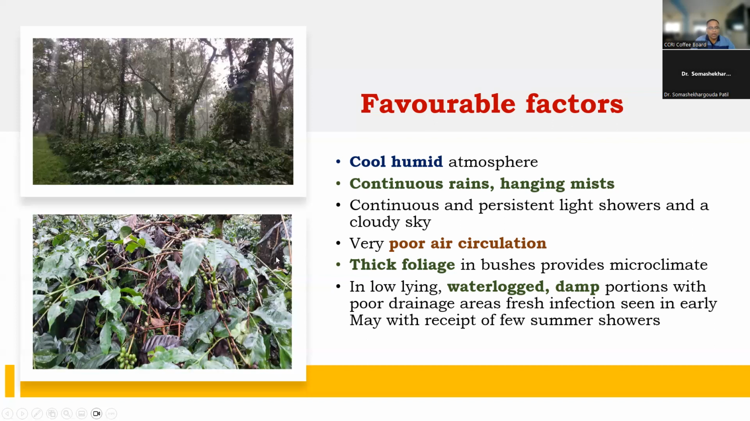And in low-lying areas or water-logged damp areas, if there is poor drainage, and even if we receive showers in the month of May, this infection is to be seen. Because the dampness is already there, this pathogen will become active even in the light summer showers, and it causes severe damage to the crop. Symptoms are seen in the month of May, June itself.